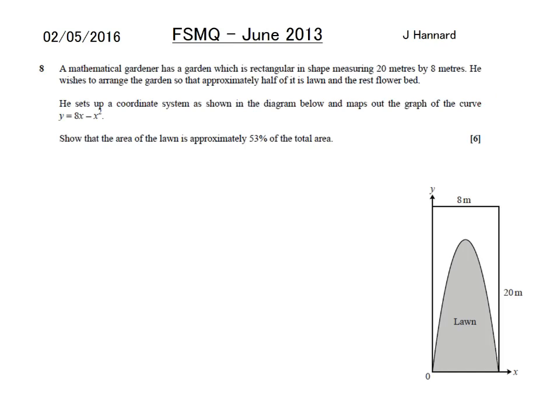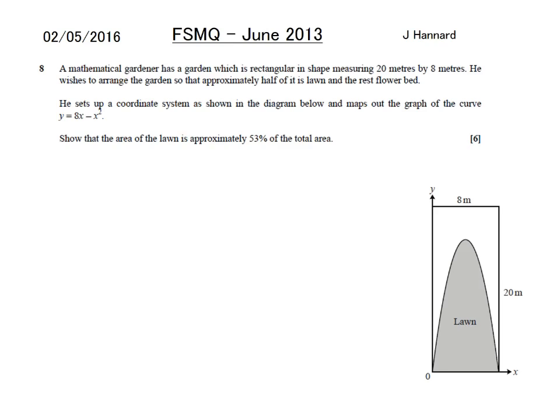A mathematical gardener, don't know what the significance of him being mathematical is, but hey ho, has a garden which is rectangular in shape, measuring 20 metres by 8 metres. He wishes to arrange the garden so that approximately half of it is lawn and the rest is flower bed. He sets up a coordinate system as shown in the diagram below, and maps out the graph of the curve y equals 8x minus x squared. Show that the area of the lawn is approximately 53% of the total area.